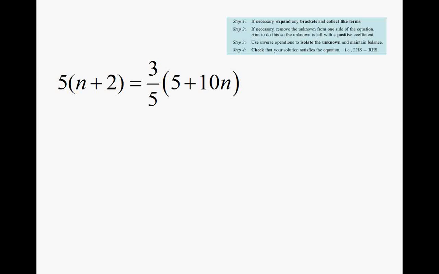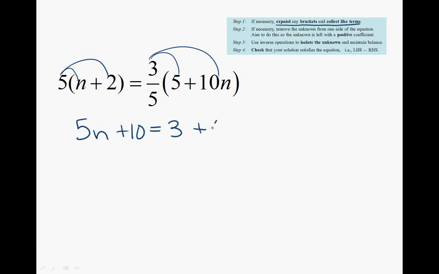All right, this is our last example. We need to use step 1 again. It says, if necessary, expand any brackets and collect like terms. Remember, brackets. So I'm going to distribute the 5 to both n and 2, and I'm going to distribute 3/5 to 5 and 10n. So this is going to be 5n plus 10 equals, well, 3/5 of 5 is 3, and 3/5 of 10 is 6.